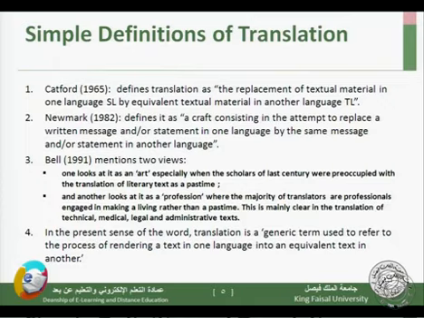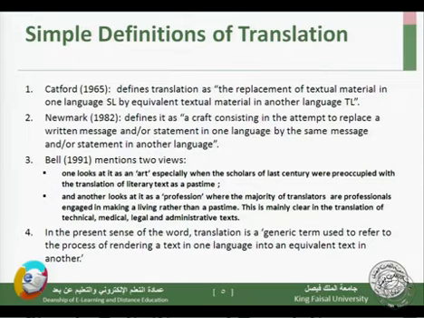In the present sense of the word, another simple definition, we can look at translation as a generic term used to refer to the process of rendering a text in one language into an equivalent text in another. Really, translation is a term used to refer to the process of rendering. Rendering what? It means transferring, conveying, translating from one language into another language.